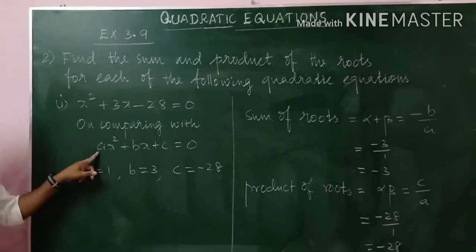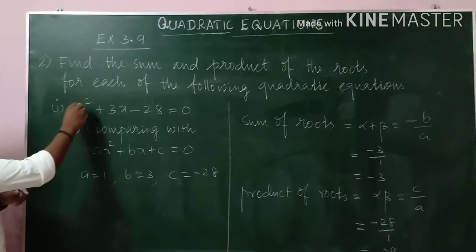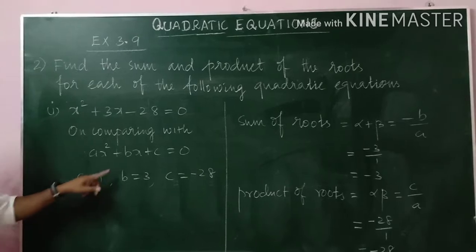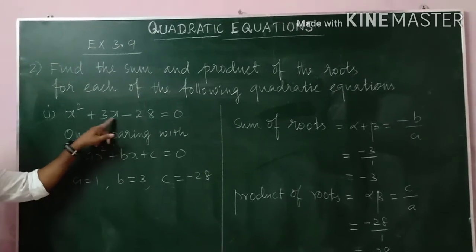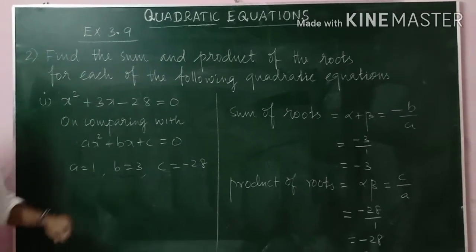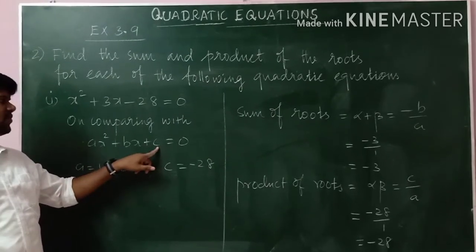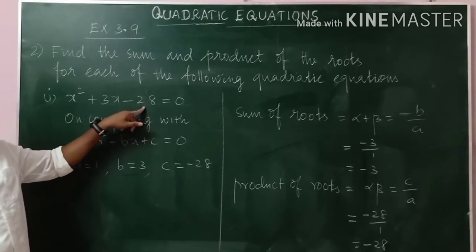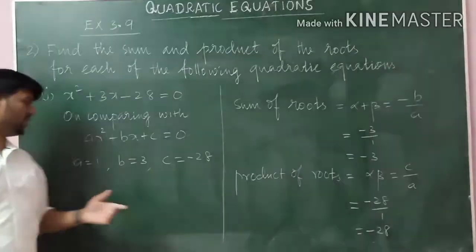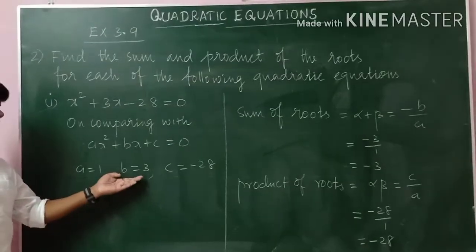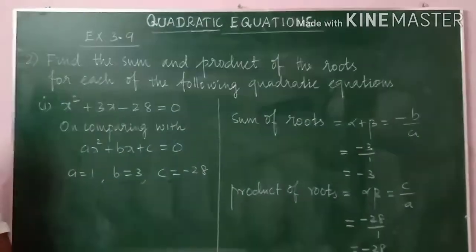Here the coefficient of x² is a, and here the coefficient of x² is 1, so a equals 1. The coefficient of x is b, and here the coefficient of x is 3, so b equals 3. And the constant term is c, and in the given polynomial c is minus 28. So a equals 1, b equals 3, c equals minus 28.